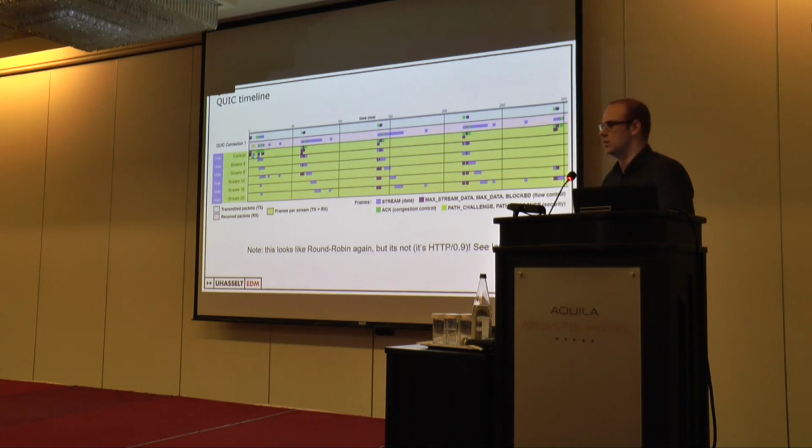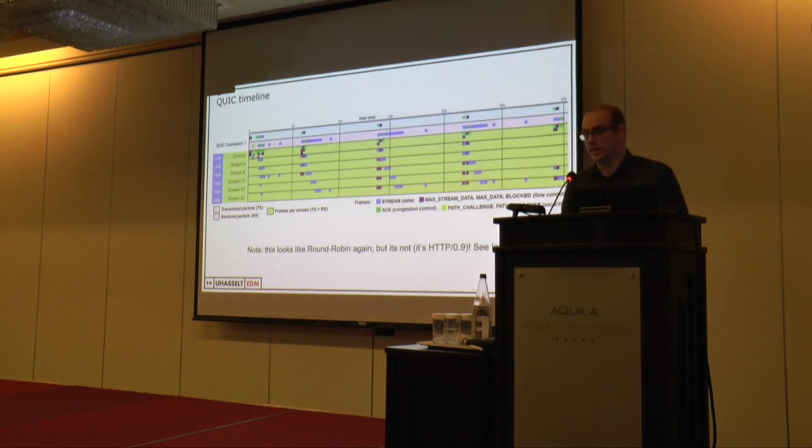So here again, the known timeline. Where you have the connection level view on top and then split out per individual stream. At first glance, the bandwidth distribution between the streams looks a lot like the round-robin prioritization from before. It's actually not, and I'll go into detail about why that is later. So this is the timeline.